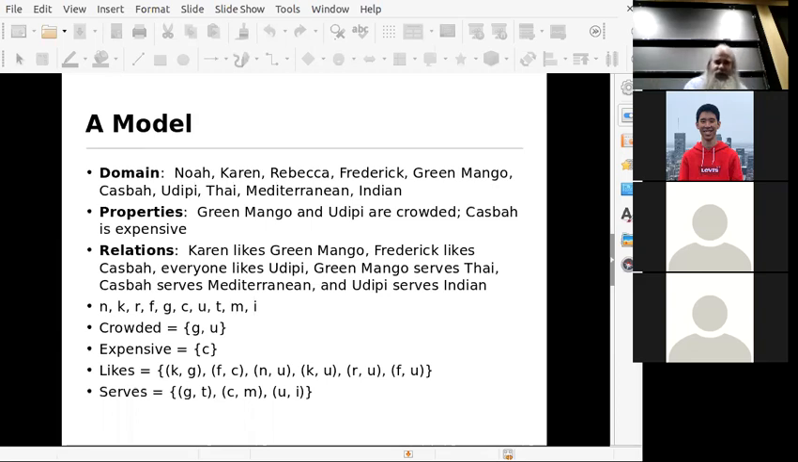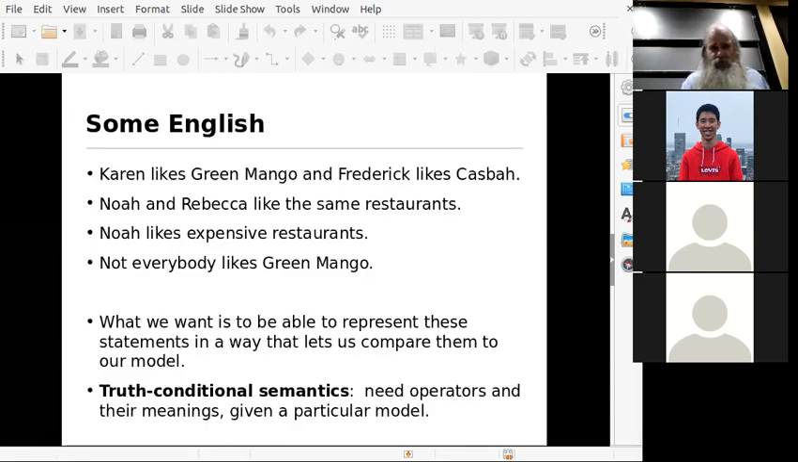So we've said that there are names of properties. We actually have to say, well, who's got those properties? So crowded, G and U, expensive has got C, likes, and it gives pairs of who likes who. And what we would say is that the meaning of the word Noah within our domain is N, which is not as interesting as actually having a physical human called Noah, but he was busy, so he couldn't come in today. But there's this syntactic representation, and the semantic representation is the denotation of these objects into your model, okay?